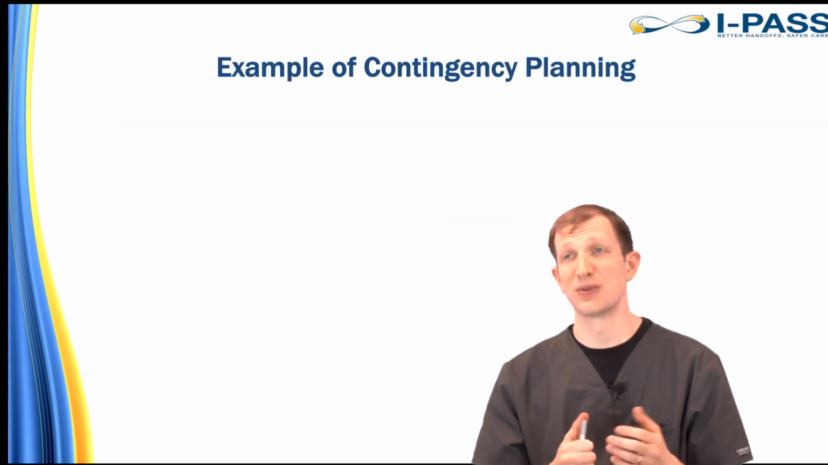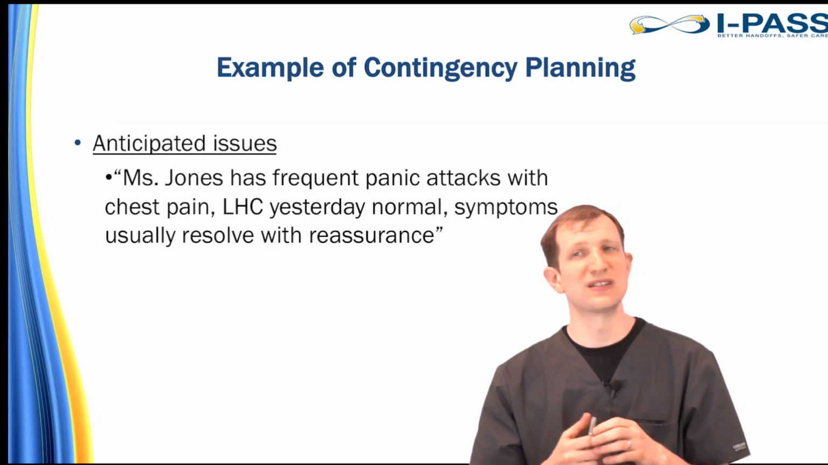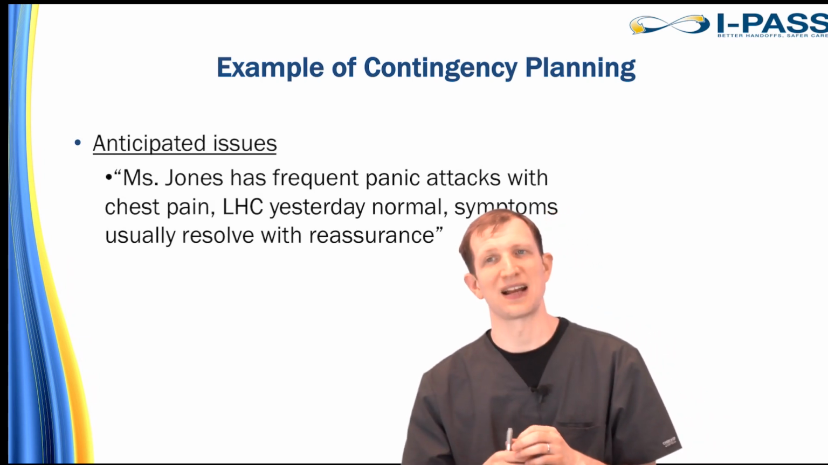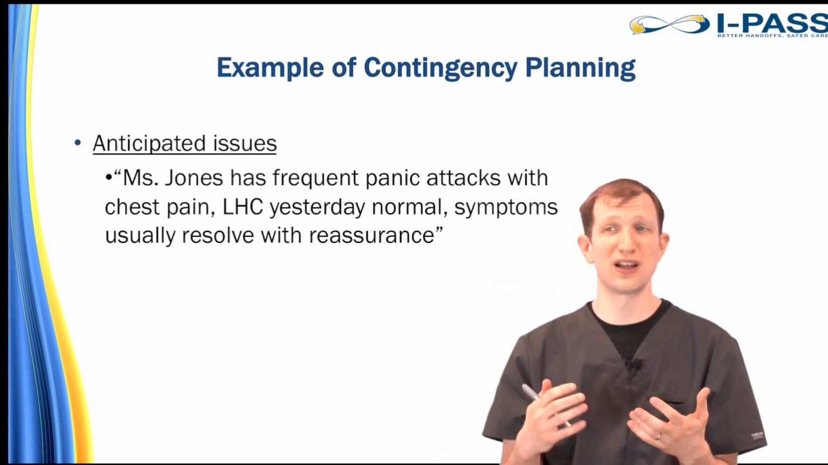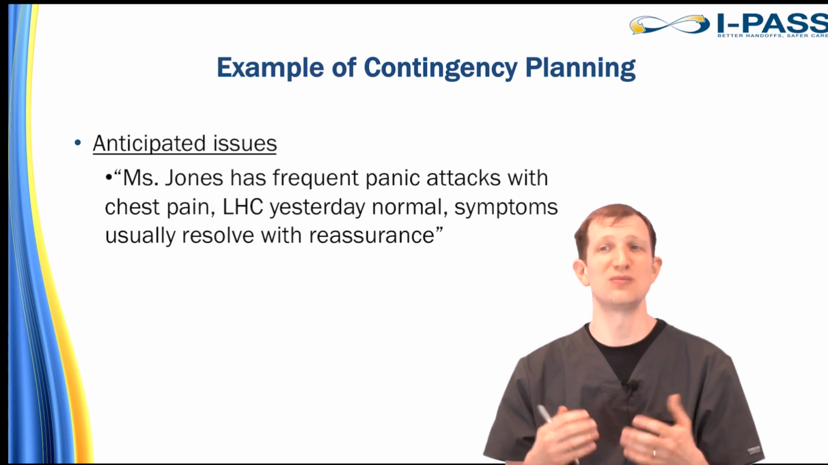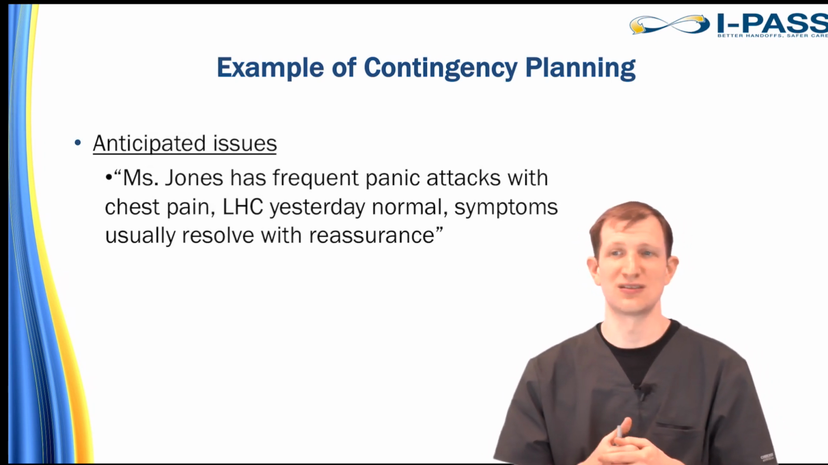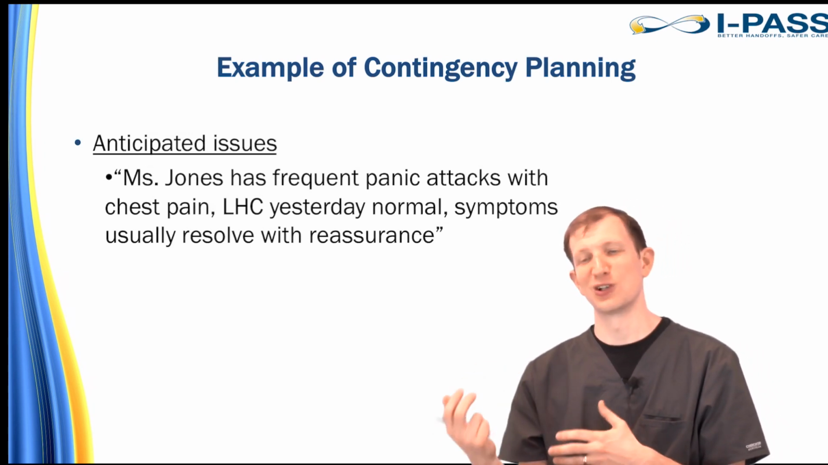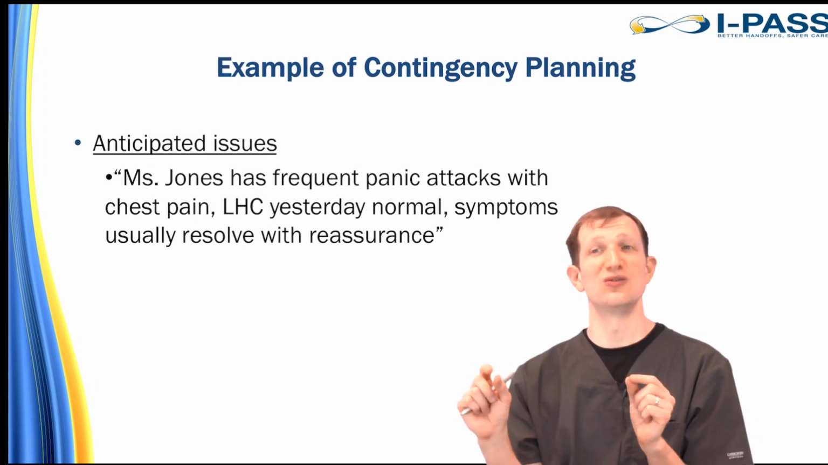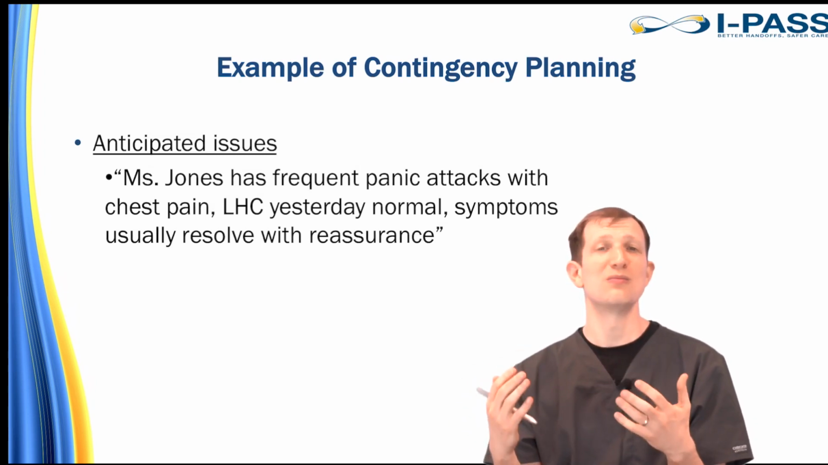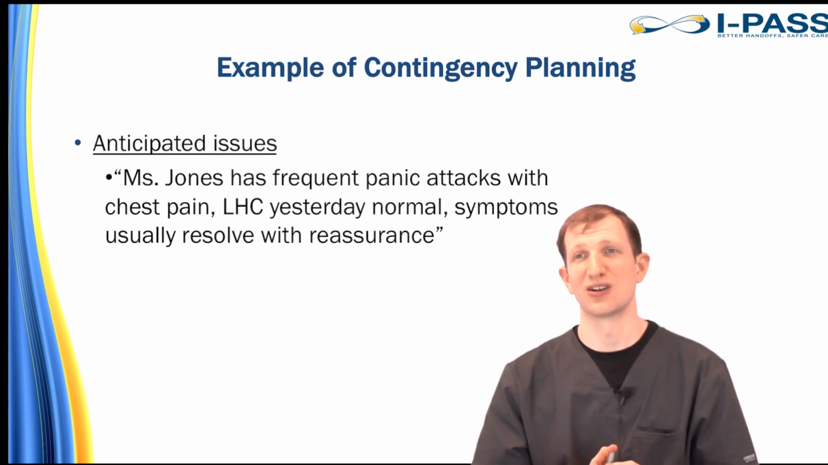So here's some examples of contingency planning. Mrs. Jones has frequent panic attacks with chest pain. She had a normal left heart cath yesterday. Symptoms usually resolve with reassurance. So now, when your colleague gets paged that Mrs. Jones is having chest pain, they're going to be much more prepared to answer that call.